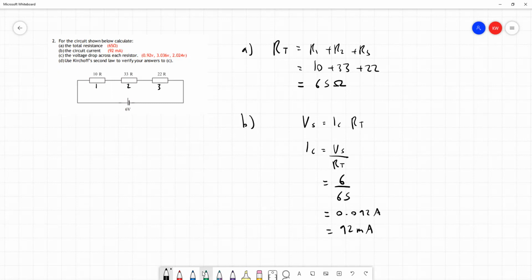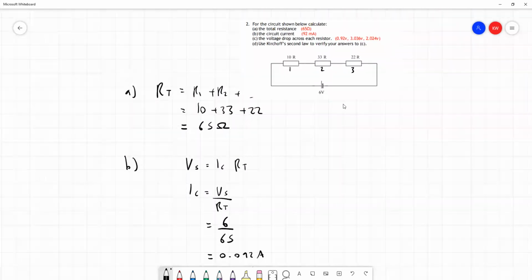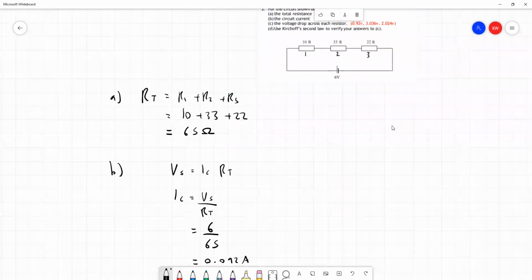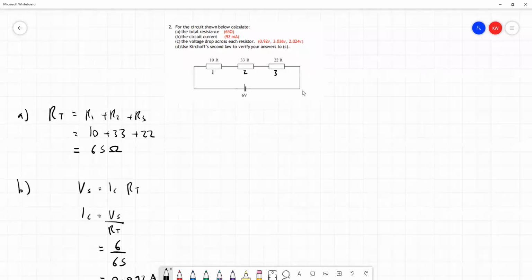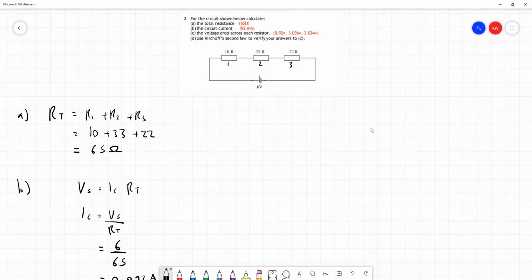Part C asks us to find the voltage drop across each resistor. And there's more than one way to answer this question. So we'll take one method in particular, similar to the example we saw earlier on. But if you do it a different way but get the correct answer, that's absolutely okay. There will sometimes be multiple ways to solve questions when we're looking at circuits. So let's start off and have a look.